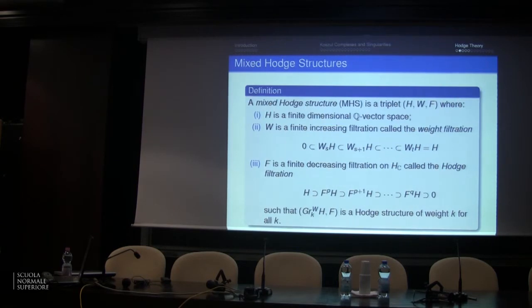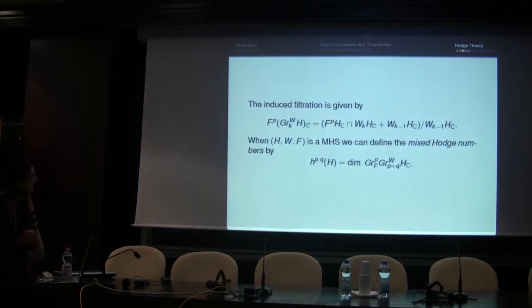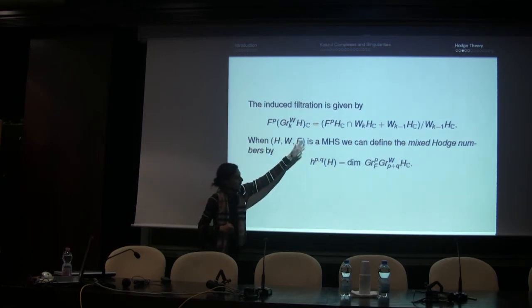So I just explain what's the graded associated group of H. It's equal to W_k H modulo W_{k-1} H. Okay, so this is the graded associated group with respect to the weight filtration. So the induced filtration, the Hodge filtration, on the graded associated group will be given by this.